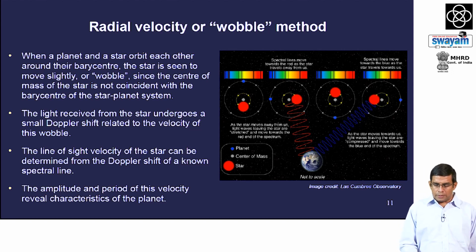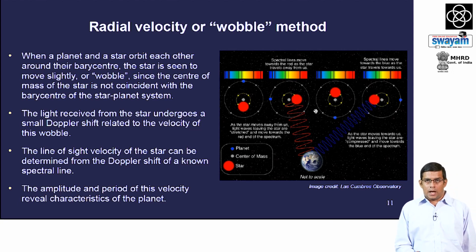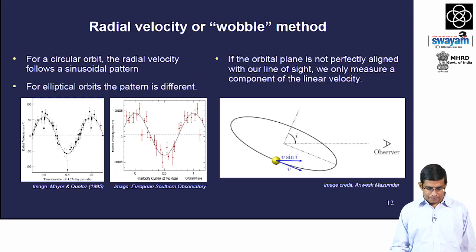So, we can measure this Doppler shift in the spectral line, and if this shift happens periodically, then we know that it is due to the presence of a planet causing the star to wobble. The amplitude and period of the velocity of this wobble reveal characteristics of the planet, and we shall look in more detail in the next slide.